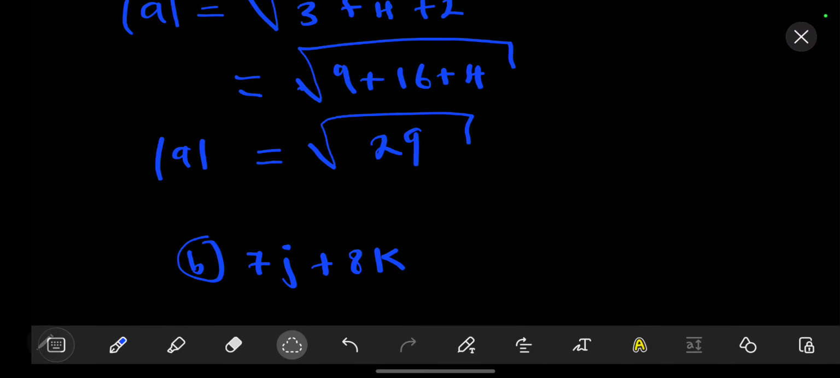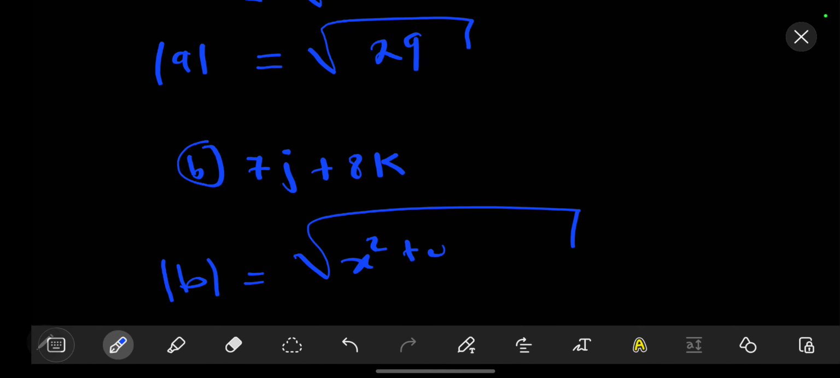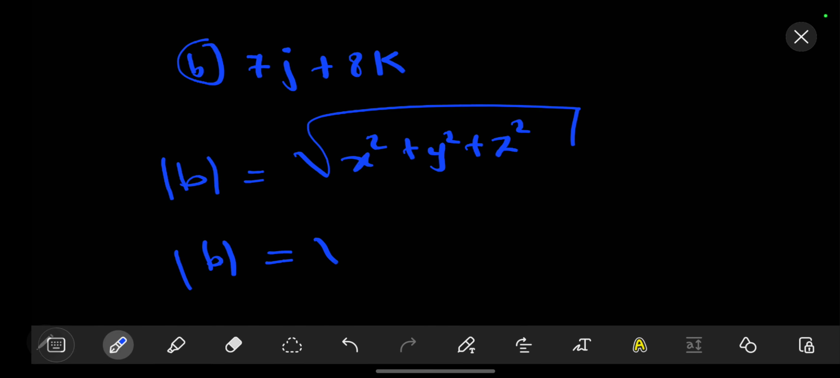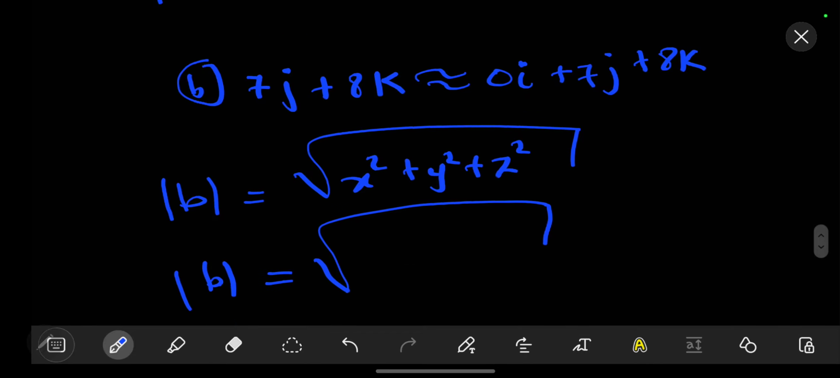Going to our B, let's say your B is like this. The magnitude of B should be equal to the square root of x squared plus y squared plus z squared. Immediately you see 7j plus 8k, the x component is i, so it's there, it's only that it's 0i plus 7j, then we have plus 8k, like that. So this is the way it is. If you just see that one is missing, it means it's 0.